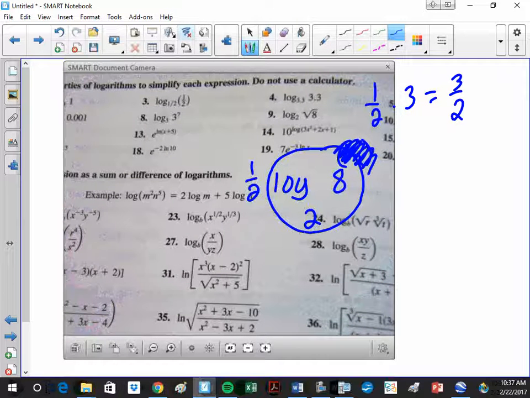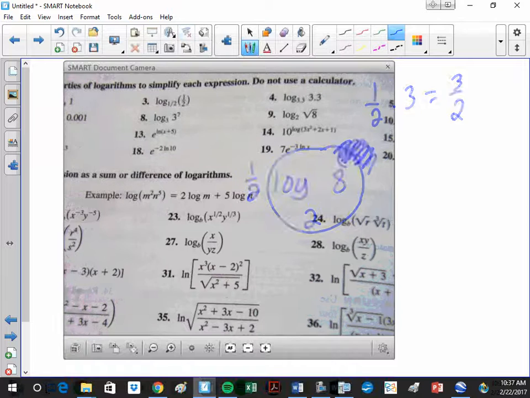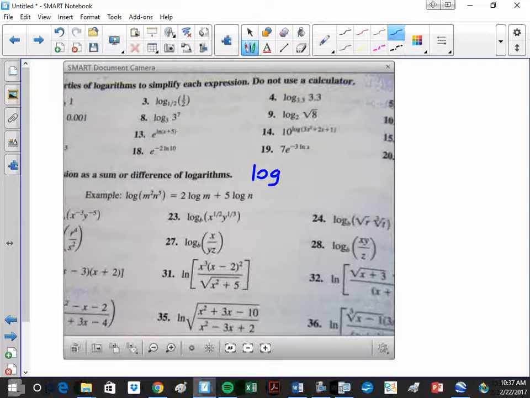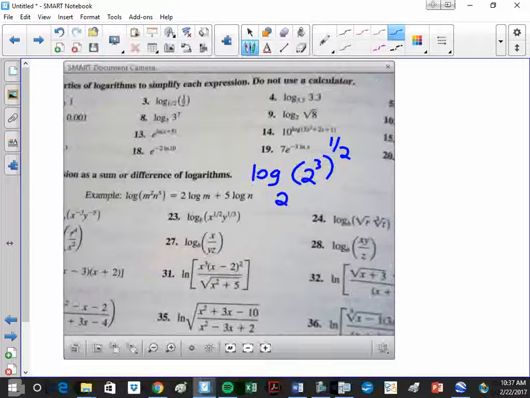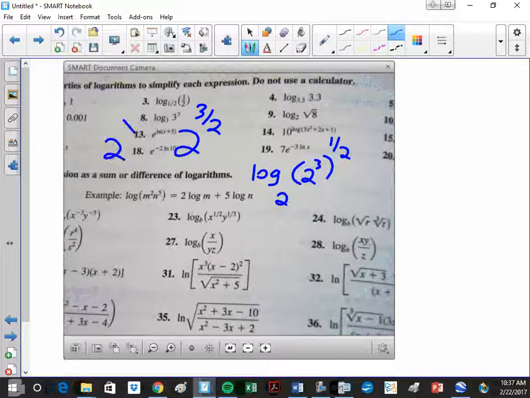Okay. Now there's another way to look at it. You could also say that I have log base 2 of 2 to the third to the 1 half, because 8 is 2 to the third, right? And what is 2 to the third to the 1 half? 2 raised to the 3 halves. So 2 to the x is 2 to the 3 halves, so the answer is 3 halves. Both of those ways work. I probably would recommend pulling the 1 half down and then evaluating the logarithm, but that also works. It's the exact same thing.